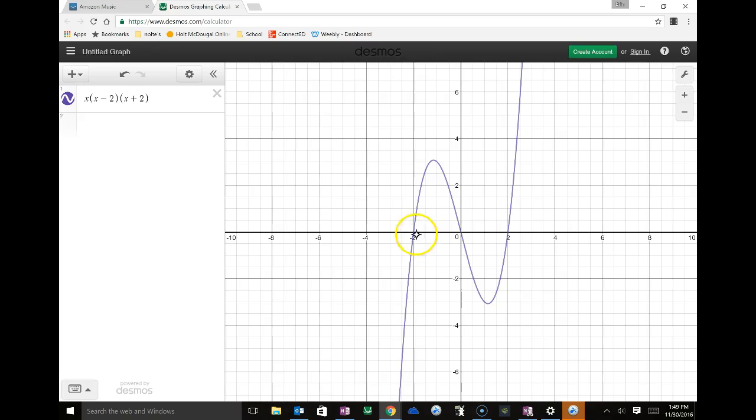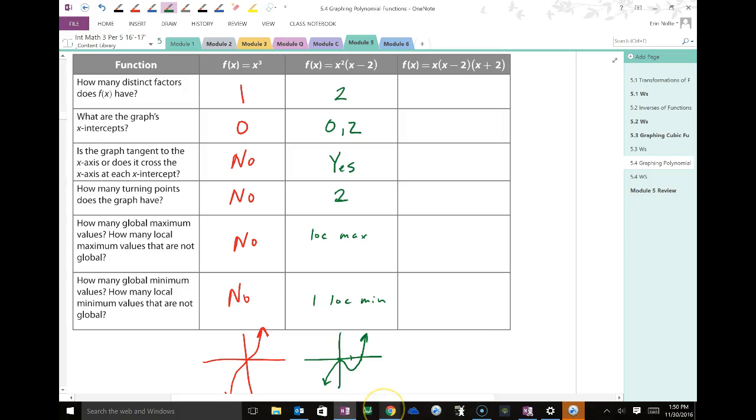Okay, and you see those three x-intercepts? We got one at negative 2, we got one at 0, and we got one at positive 2. So x is just gonna equal 0. Not every time, but for that. When it's x, or like x cubed, or x squared, or x to the fourth.